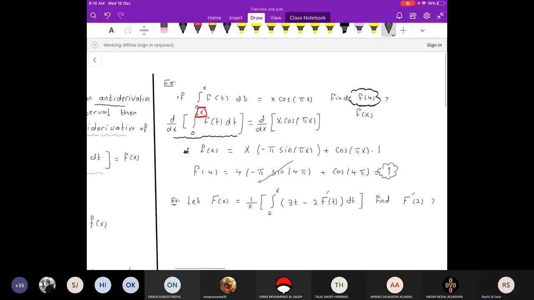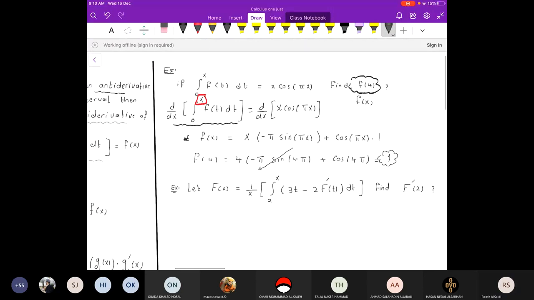Okay. Let us define a function f of x equals 1 over x times the integral from 2 to x of (3t minus 2 f prime of t) dt. Find f prime of 2. First I need to find f prime of x. If we get f prime of x, we substitute 2 instead of x.